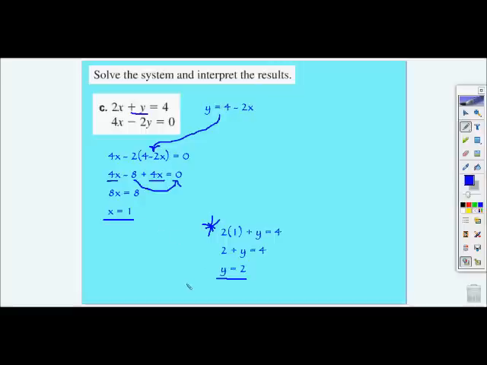Then we would also use that coordinate point 1, 2, and substitute that back in for the other equation. That could be a mental math step, and make sure that that also creates a true statement.